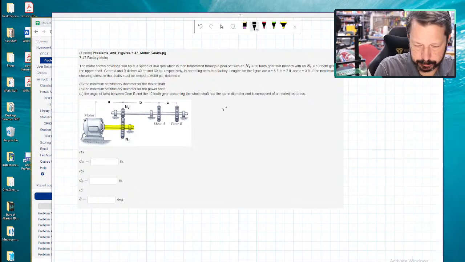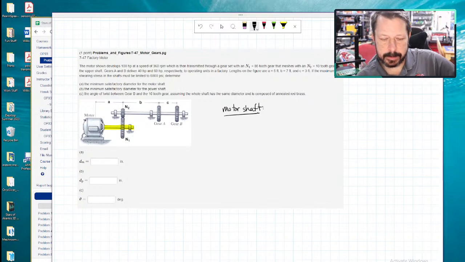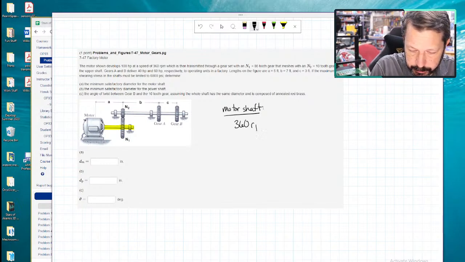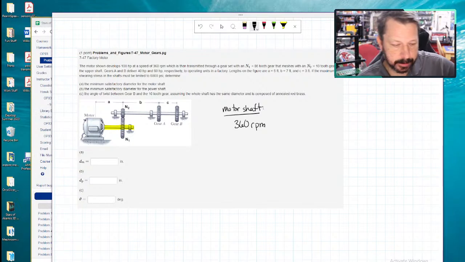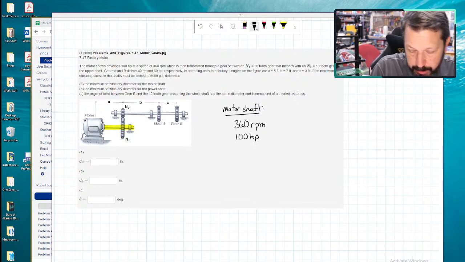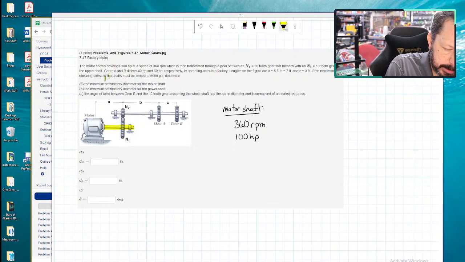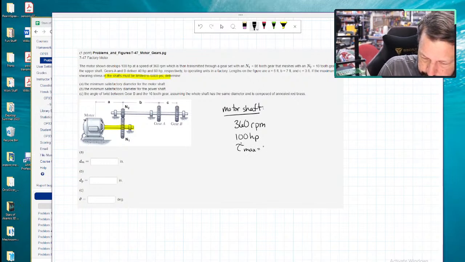So that motor, we're given a couple of things about it. The motor shaft is spinning at 360 revolutions per minute, so we know that. And it's delivering, or it says develops, so it's inputting to our system 100 horsepower. And what else do we know? All right, so we know this piece of information. The maximum shear stress in all the shafts is limited to 6,000 psi. So again, we know the tau max. All right, so that's what we know.